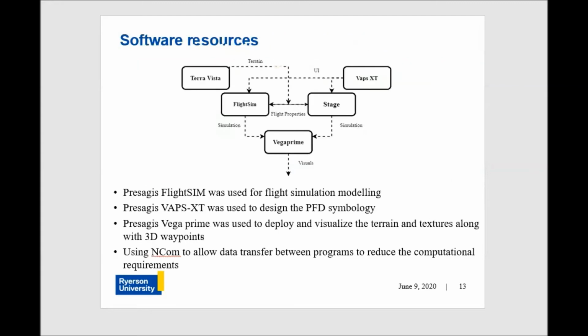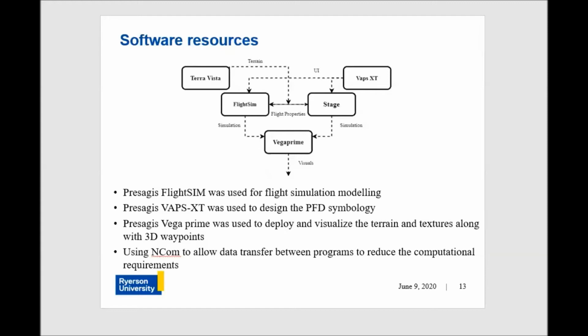So the software resources used for this project were supplied by Presagis, which has all the in-house software used to design, develop, and implement a complete flight simulation model. So Presagis Flight Sim was used for flight simulation and for developing the flight model, and VAPS was used to design the primary flight display, the PFD symbology, and Presagis Vega Prime was used to deploy and visualize the digital elevation model, as well as apply the terrain textures on top of it.